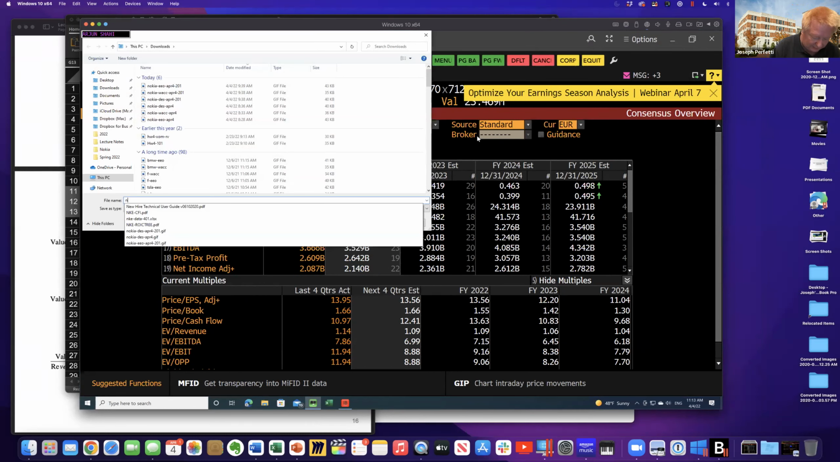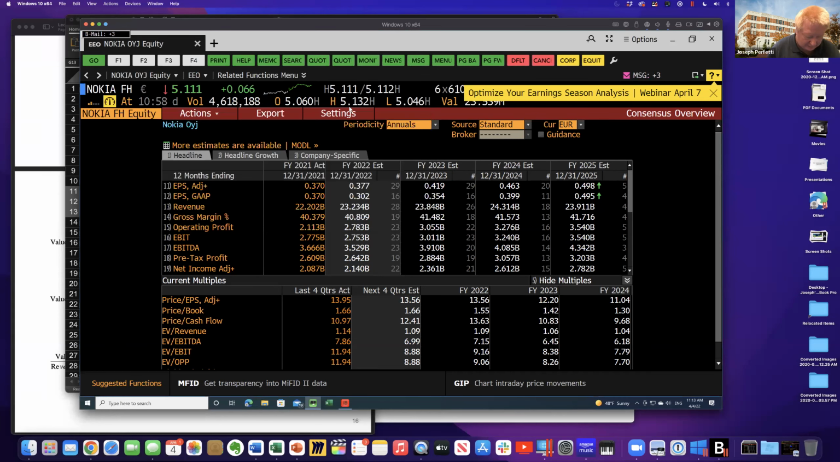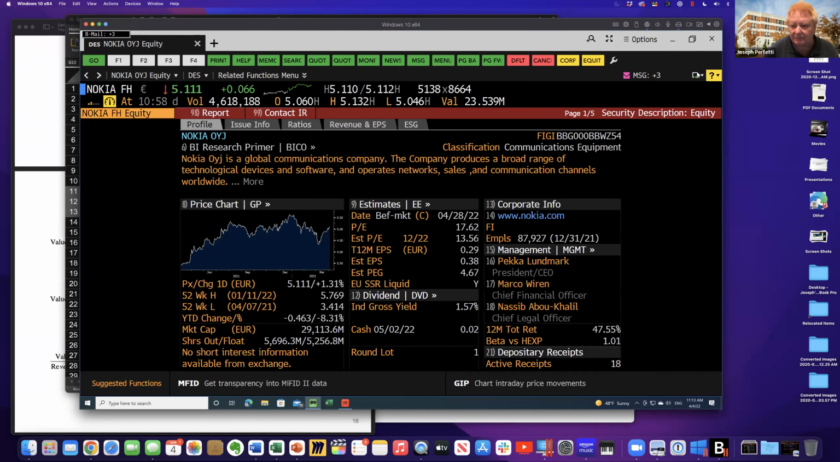So Nokia EEO April 4th, and this is section 301. I'm also going to need a DES from today.